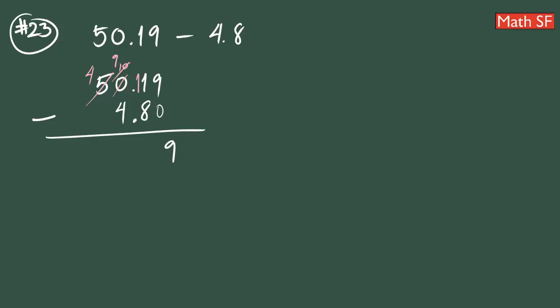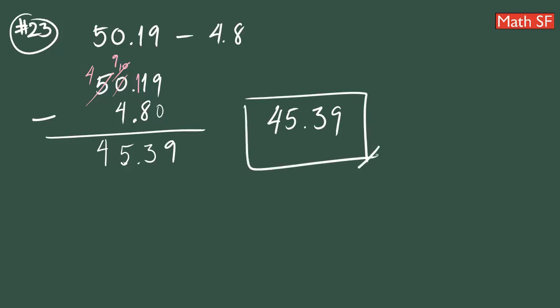So it's about the borrowing part. 11 minus 8 becomes 3. 9 minus 4 is 5, and this became a 5, so it's, this became a 4, I'm sorry, so it's a 40. Our final answer is 45.39. Be aware of the borrowing part.